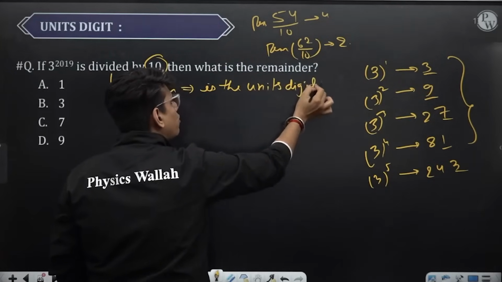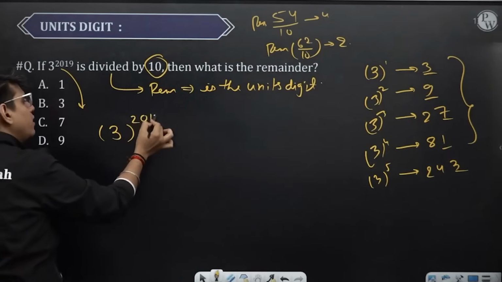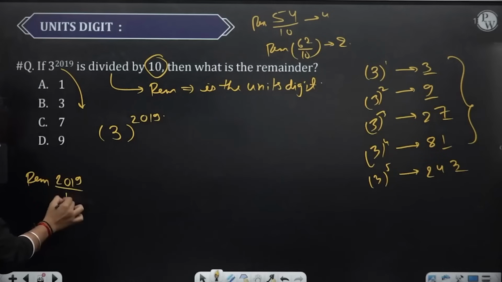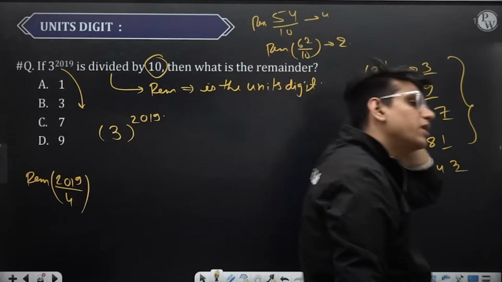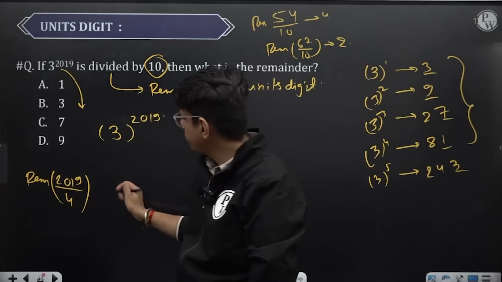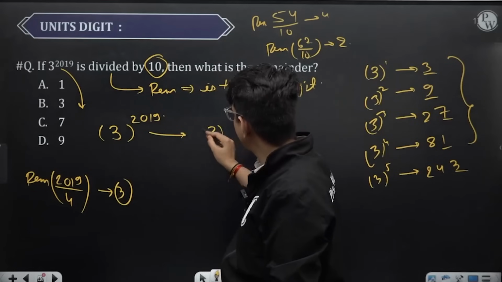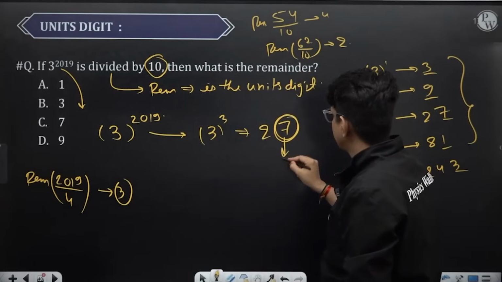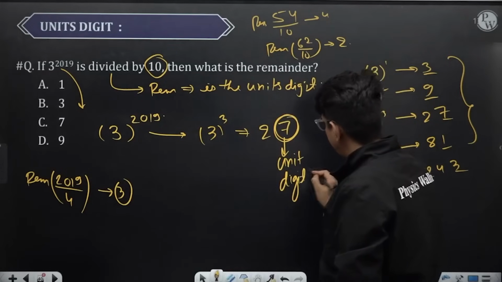Okay. Now how to calculate the unit digit of 3 to the power 2019? We have to find the remainder when 2019 is divided by 4. How to check the remainder when a number is divided by 4? Just find the remainder of the last 2 digits. So 19 divided by 4 will give you a remainder of 3. So this problem now translates to 3 to the power 3, which is 27. So the unit digit here will be 7.